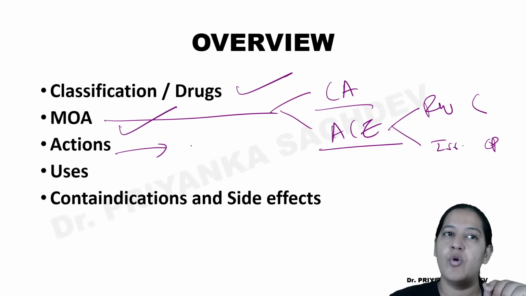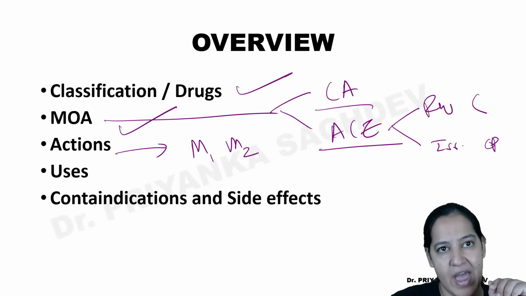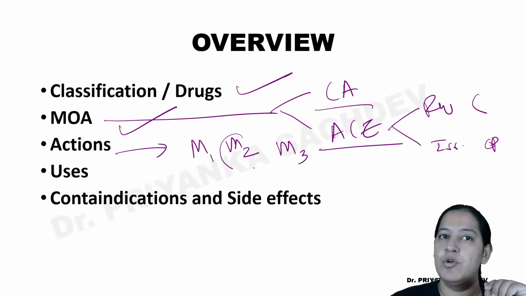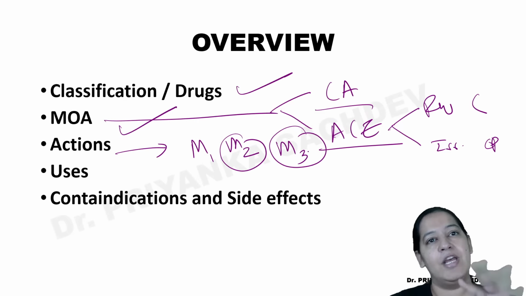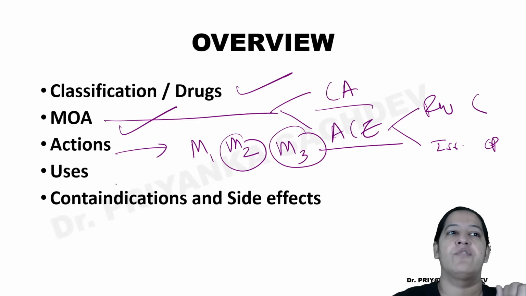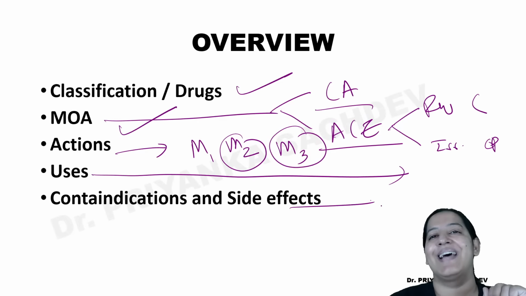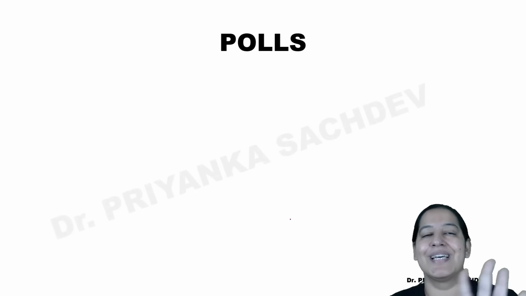Now among actions, you know actions of M1, actions of M2, actions of M3. M2 only on heart, M3 on many organs. So you know actions of each of them. Coming on uses and side effects. Let me start with uses first.